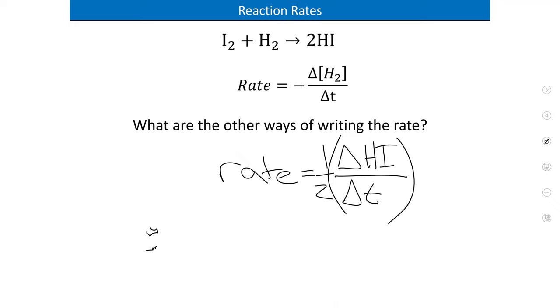Would it be positive or negative? We're talking about HI. Positive, because we're always talking about formation of products. So if we're making HI, then that's going to be a positive rate. If our concentration of HI goes up, which it should if the reaction is happening from left to right, then we should see a positive rate that way.